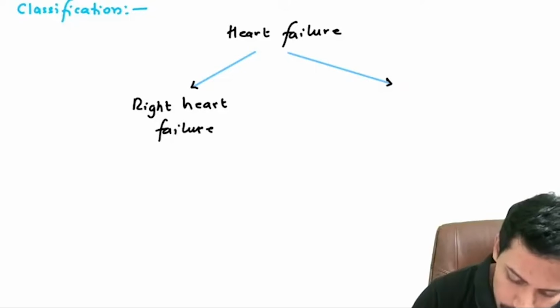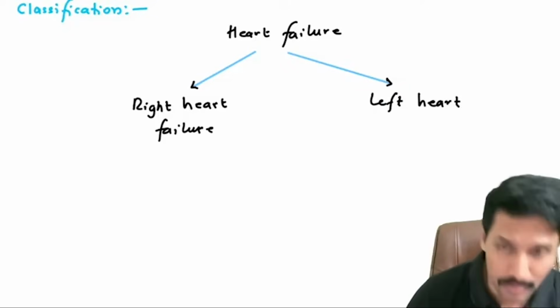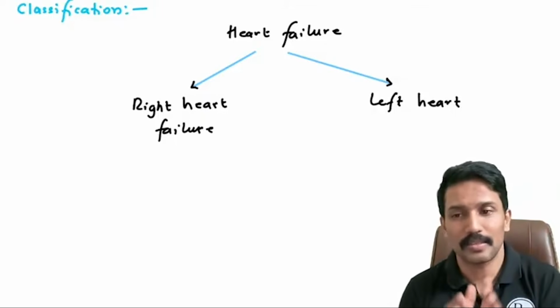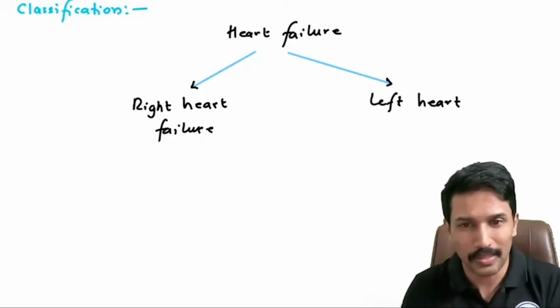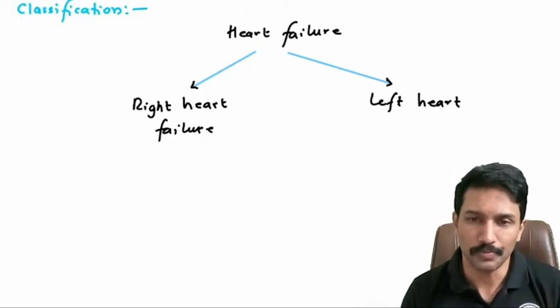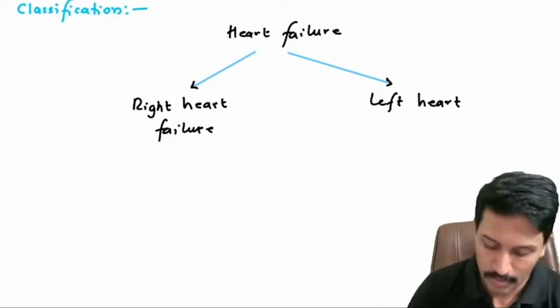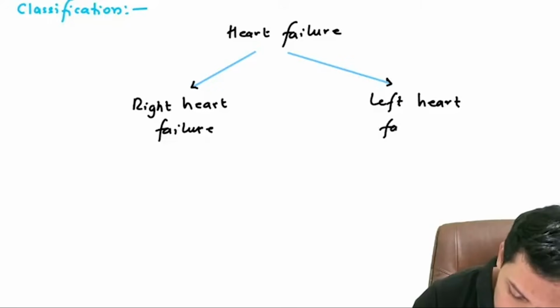Okay. But now that we're writing a prof answer, we will classify it as right heart failure and left heart failure. So when I say right heart failure, the right ventricle has either impaired filling, it's not able to fill the blood, or it's not able to eject the blood. When I say left heart failure, I'm referring to the left ventricle not able to fill the blood or not able to eject the blood. So left heart failure and right heart failure.